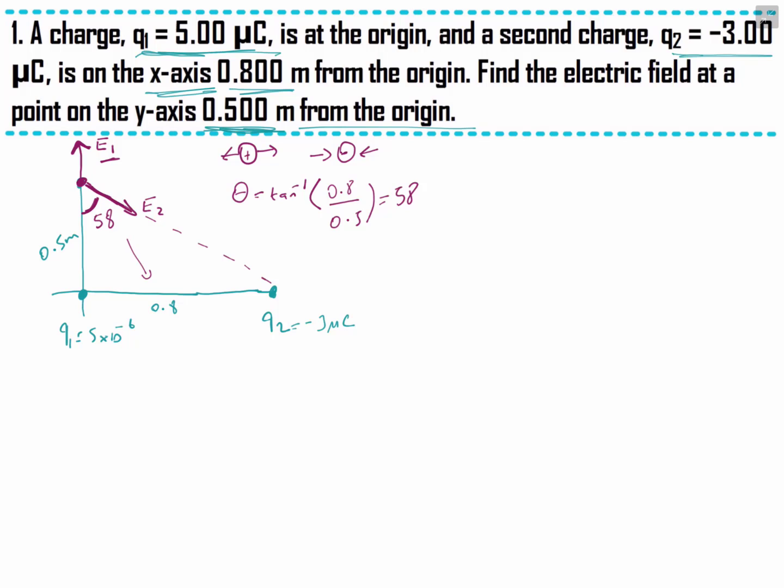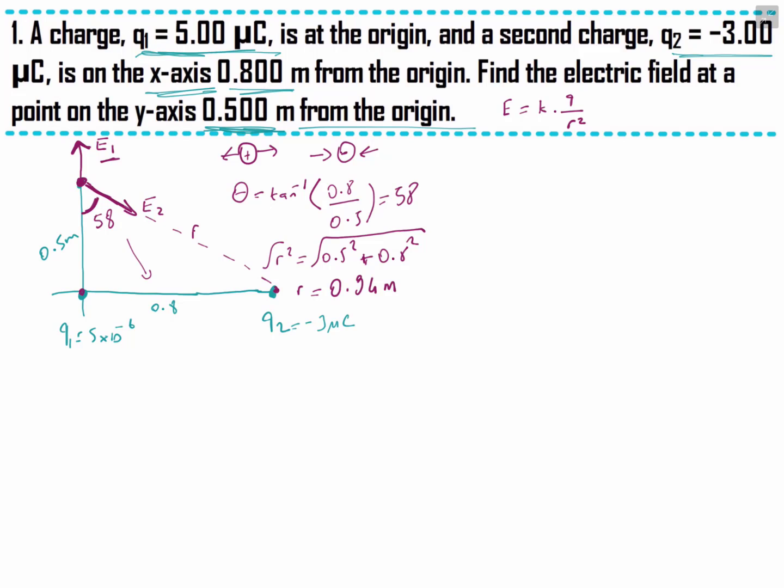First of all, I will use the formula for the electric field, E equals K times Q over R squared. So I need the distance. The distance between Q1 and the point is 0.5 meter, but the distance between Q2 and the given point is unknown. By using the Pythagorean theorem, I can calculate it. Let's say this is R, so R squared will be equal to 0.5 squared plus 0.8 squared. If you take the root of both sides, R will be 0.94 meter.